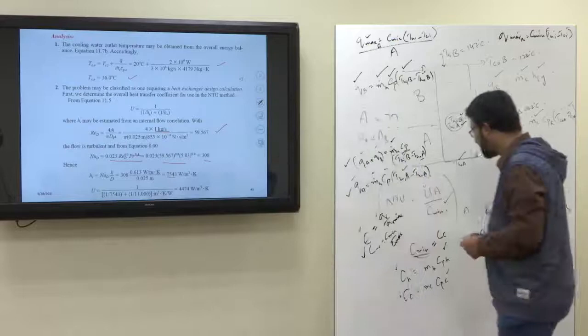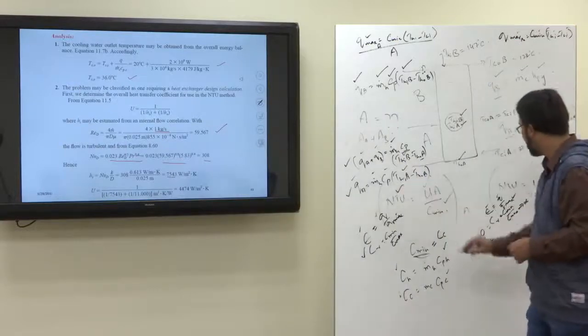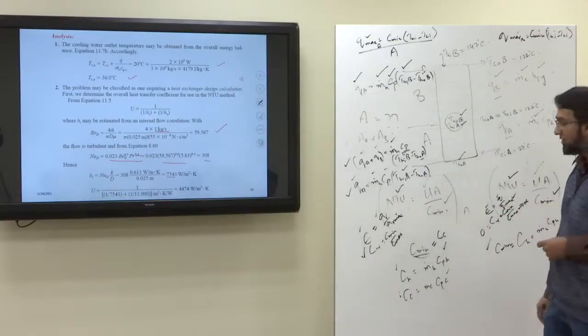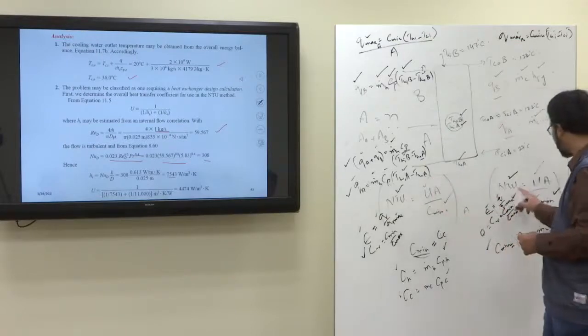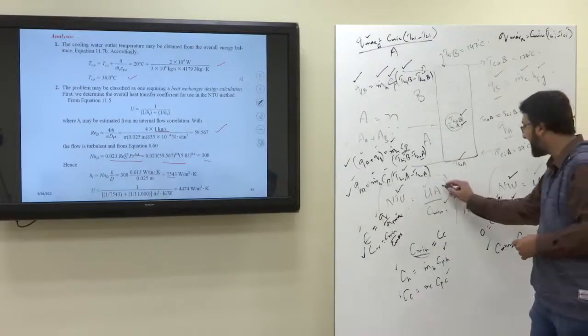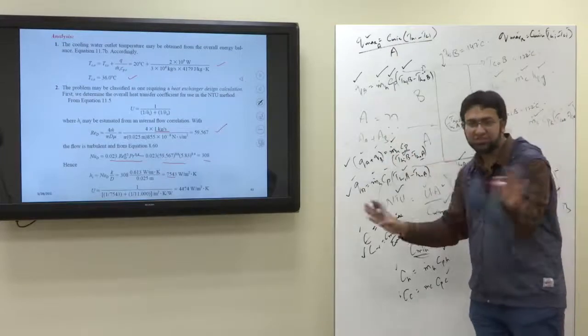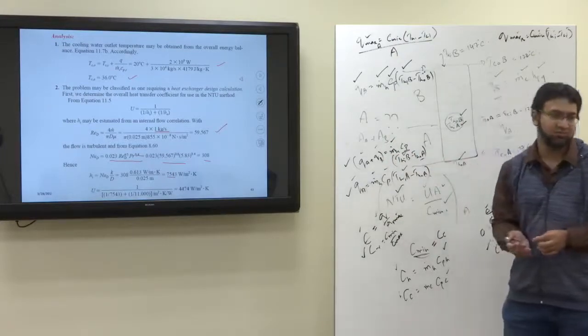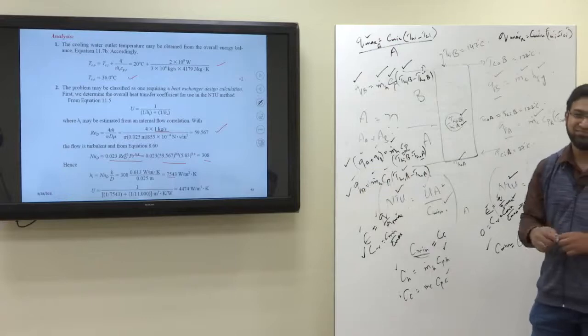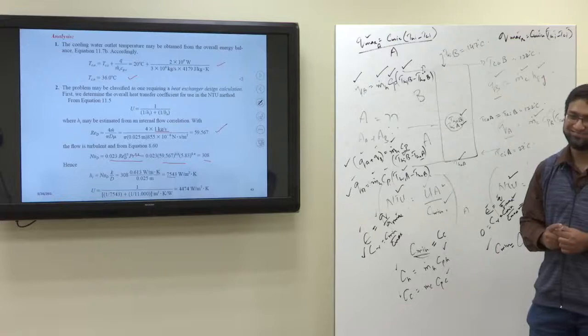So now you know the NTU here, and you know the NTU here. Once you know NTU, U, and C minimum, you will find the area here and the area here. Substitute the two areas, add them together, that's it. Your answer is in meter square. We finish. Problem solved.